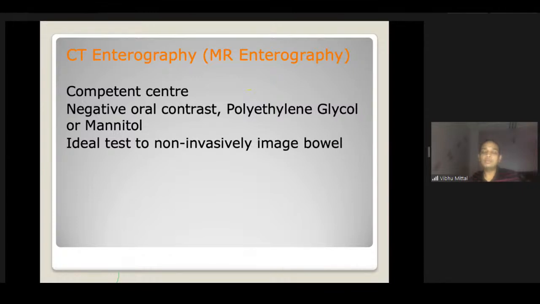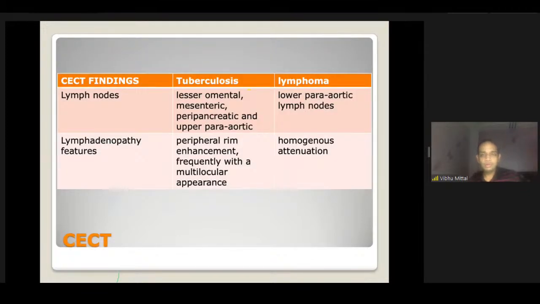So unlike barium, it would also give you information on the mesentery, the peritoneum, lymph nodes, and large organs. So a properly done CT enterography or MR enterography is very useful. Lymph nodes in the lesser omentum, mesentery, peripancreatic, and upper periaortic regions point to tuberculosis, while lower periaortic nodes are commonly seen in lymphoma. What is very important is the feature of lymphadenopathy: peripheral lymph node enhancement with a multilocular appearance.